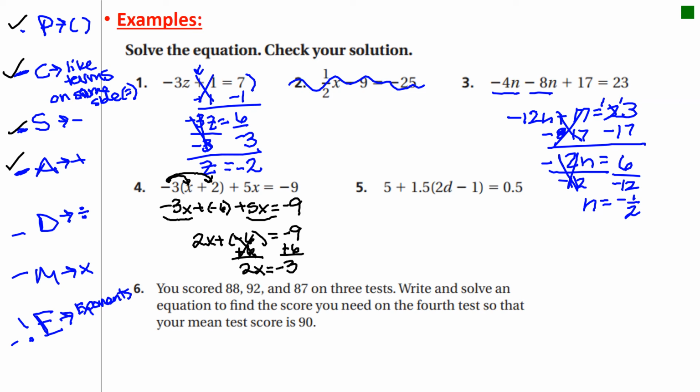Now we will have multiplication to undo. How do you undo multiplication? Division. x equals negative 3 divided by 2, which is negative 1.5. Oh wait, no x, sorry. Goodness. We're going to skip example 5 and 6 for time's sake.